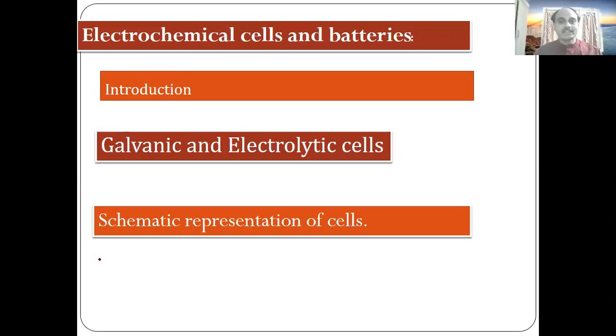We have a diagrammatical setup, but this is not always a convenient way of immediately identifying the type of the cell, that is, which is the left-hand electrode, which is the right-hand electrode, and how these are connected by a salt bridge. Therefore, we have a system to represent the cell schematically or symbolically, which is called the schematic representation of a cell.